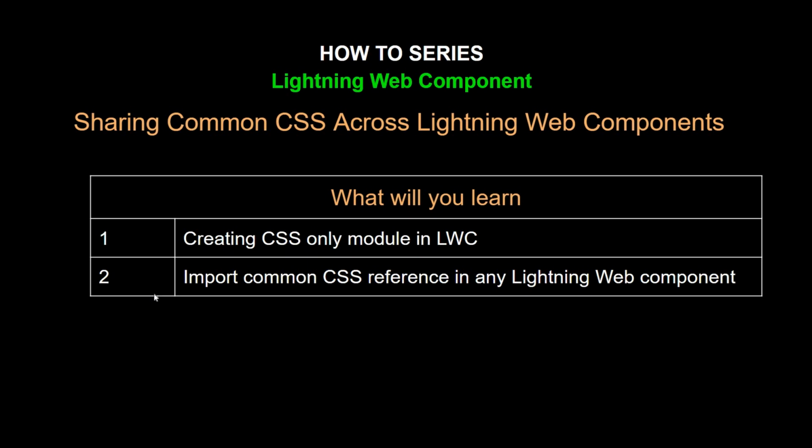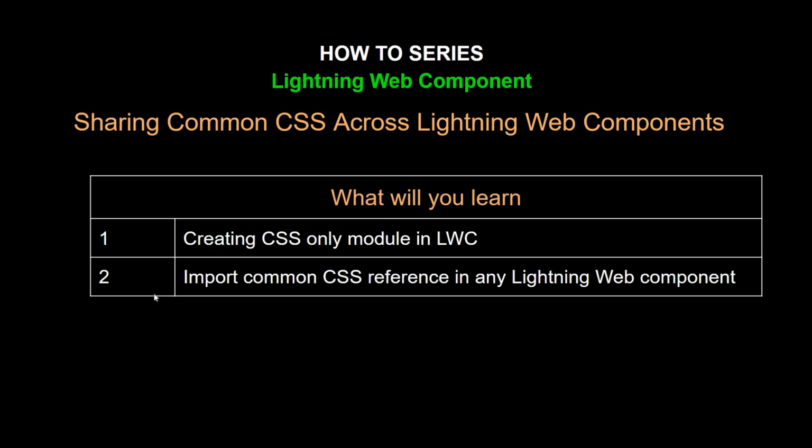So this is common when you build a project where you want to give a consistent look and feel for all your Lightning Web Components by creating a common CSS module. Here you define all the styles needed for your Lightning Web Components, and you can have the other Lightning Web Components refer to the common styles. So that's where we use this common CSS concept, or CSS only module concept.